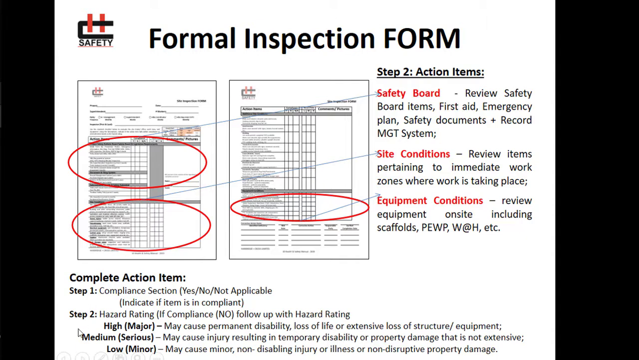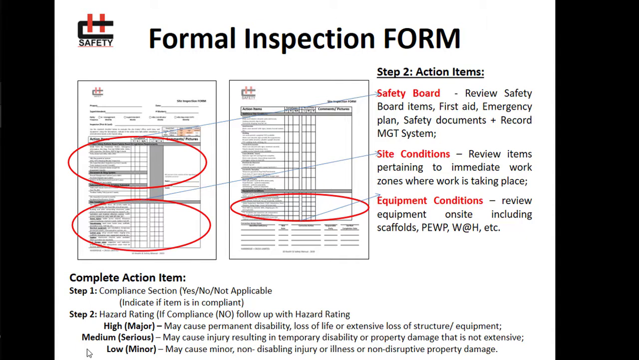At Harbridge and Cross, we define risk as high, medium, and low. High or major risks may cause permanent disability, loss of life, or extensive loss of structure or equipment. They must be dealt with immediately. Medium hazards may cause injury resulting in temporary disability or property damage that is not extensive.